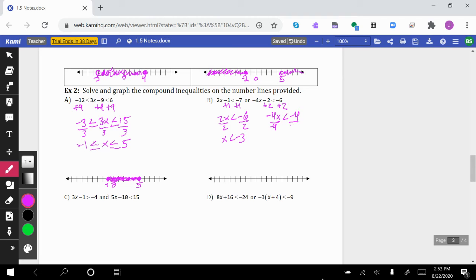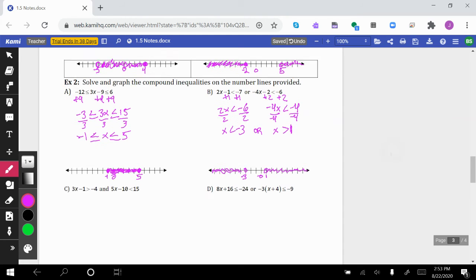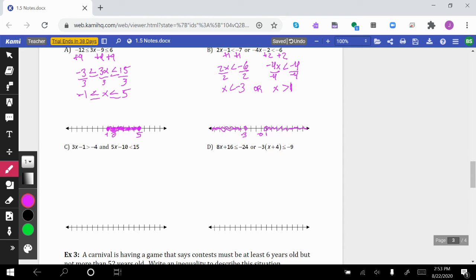Divide by negative 4. So we get x. I've got to flip my inequality because we divided by a negative. x is greater than 1. So we end up with x is less than negative 3, or x is greater than 1. So I'm going to plot 0, going to plot 1, going to plot negative 3. They get open circles, shade to the right, shade to the left. Okay? Go ahead and do C.